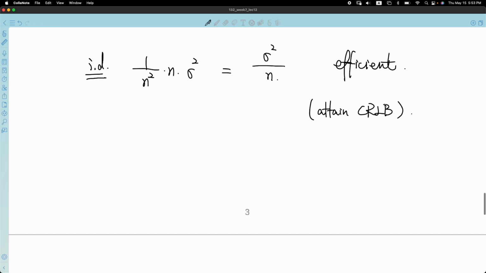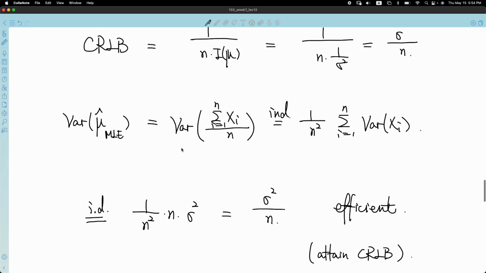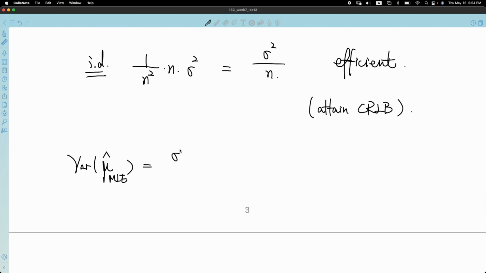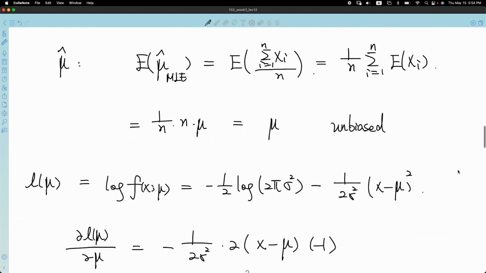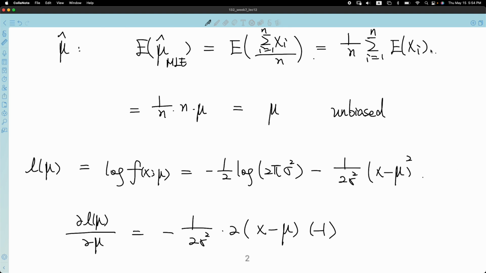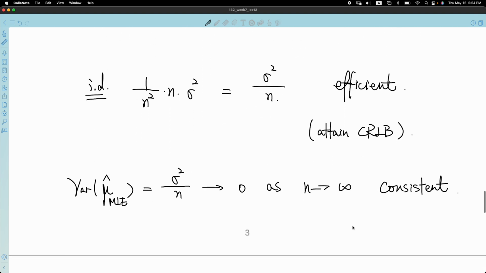Okay, and then just one more comment. The variance of the mu hat MLE is equal to sigma squared over n, and this goes to 0 as n goes to infinity. So you can also conclude this is a consistent estimator. So we checked that the MLE for mu, the mean, is first of all unbiased, and then we used the Cramer-Rao lower bound to check that it's efficient, and as n goes to infinity this goes to 0, so this is consistent. Any questions or comments here?